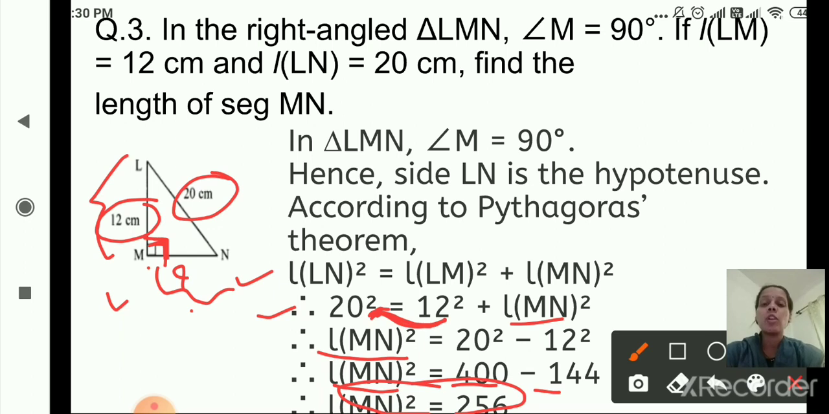Now what do we have to find out? We have to find out segment MN, not MN square. So what will we do in the next step? Here we got MN square is equal to 256. So how will you find out MN? Yes, we will find the square root of 256. So in the next step, I hope up to here you are clear.